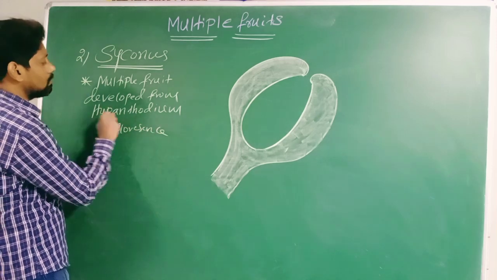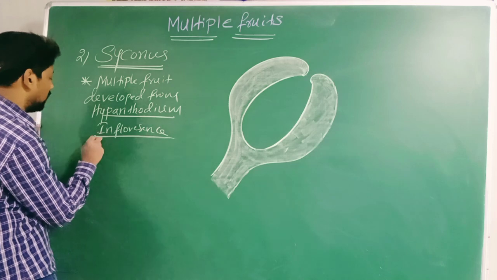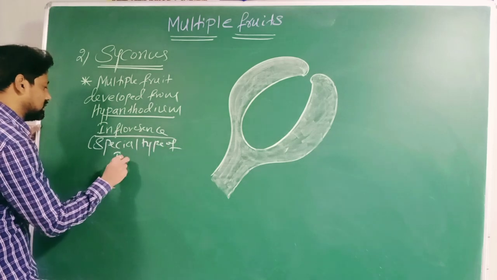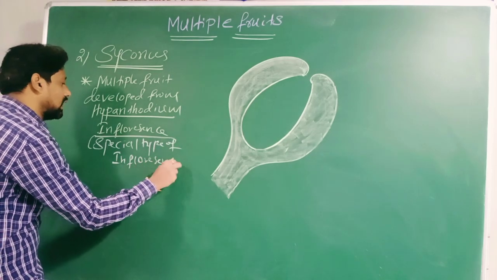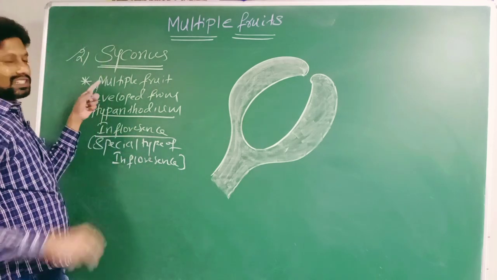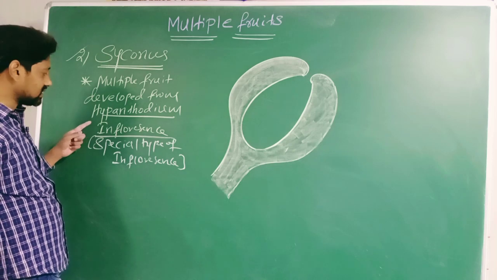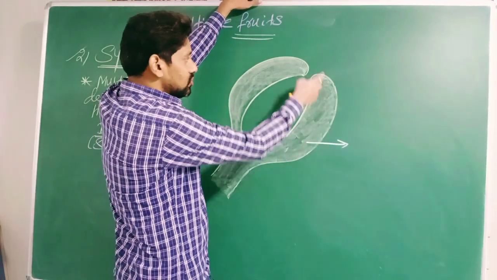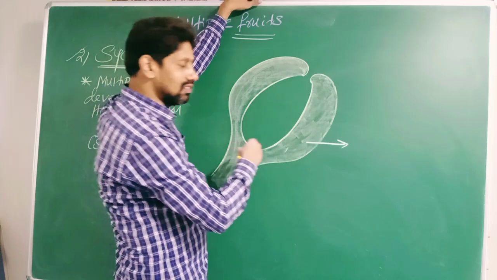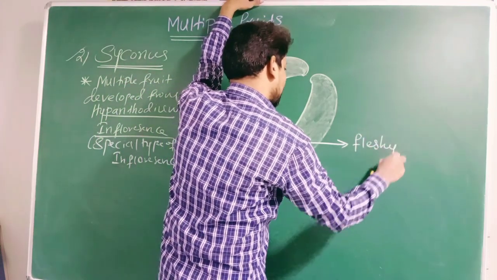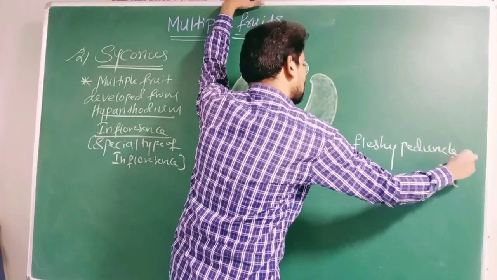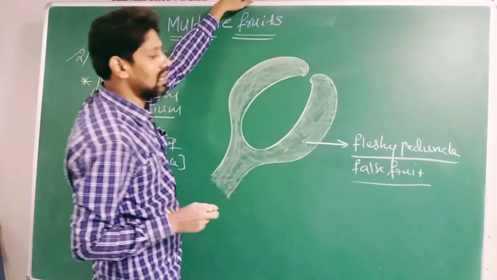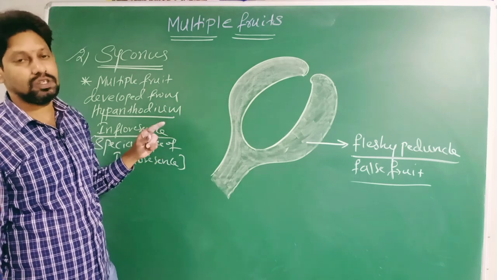Hypanthodium is a special type of inflorescence. Here, this whole structure I drew on the board is nothing but a fleshy peduncle. This fleshy peduncle develops into a false fruit.